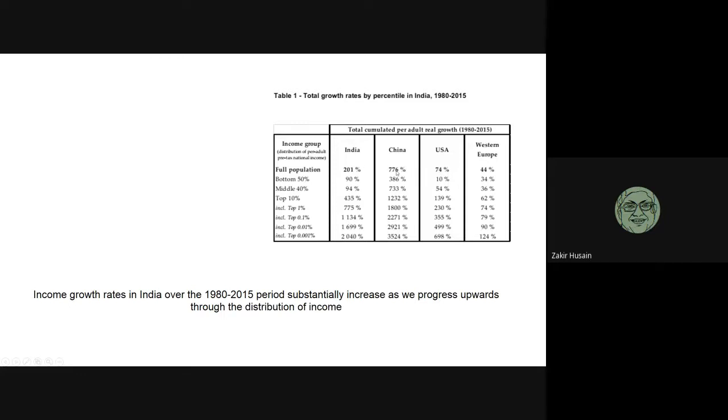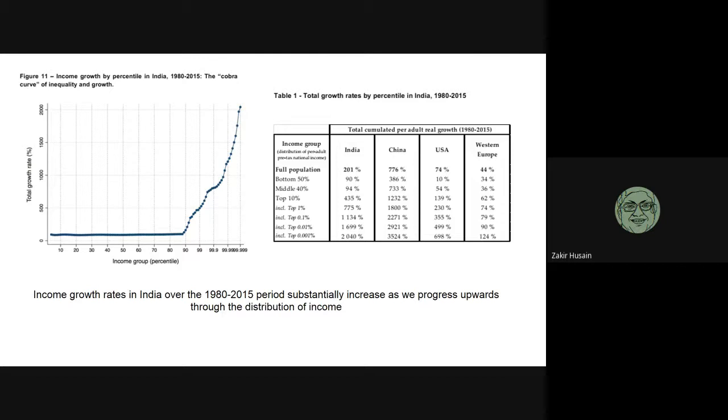So this part is very nice. If you look at the bottom 50%, comparing India and China, the growth is 90% for India, and 386% for China. Middle 40%, 94% and 733%. So middle classes have been the beneficiaries. Top 10%, yes, there's been growth over here, but this growth is even more, almost 5 times that of the bottom 50% and middle 40%. So it's not surprising. What we can say is that we find a cobra pattern.